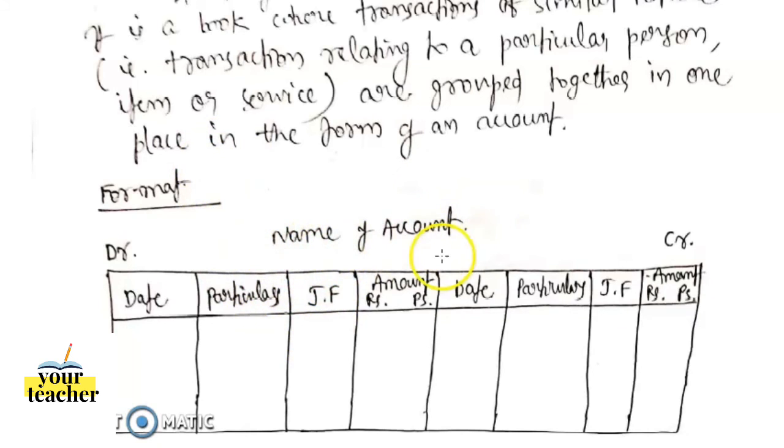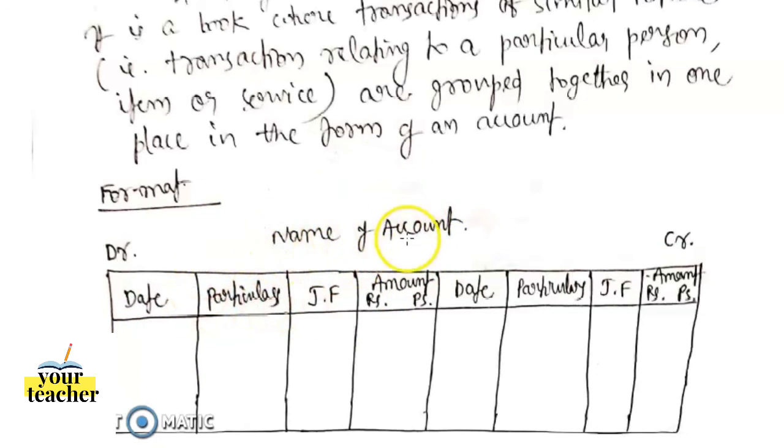So the name of the account could be purchase account, sales account, a personal account, or an expense account. So you are considering different types of accounts that are represented with respect to a journal, and each account you are representing separately, all the accounts that we went across in the journal, account by account. So this is basically called the ledger.